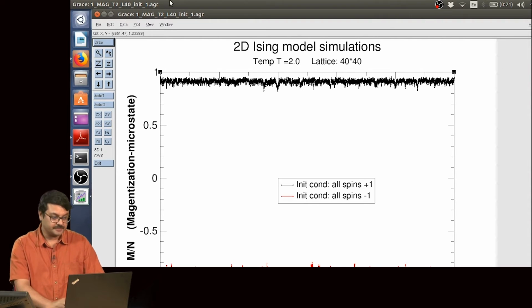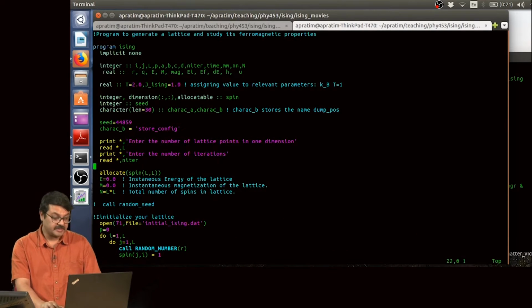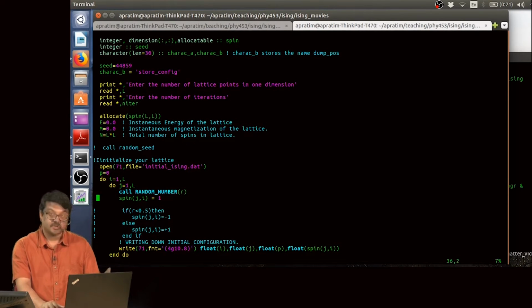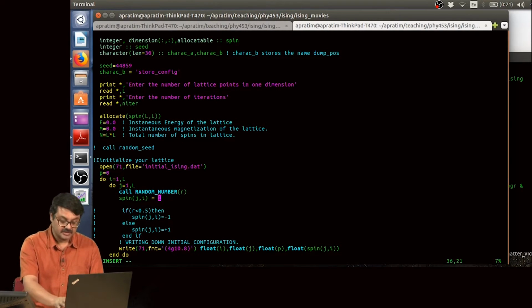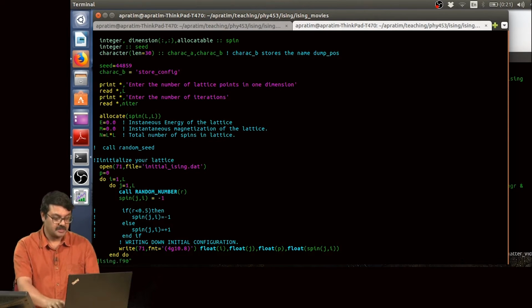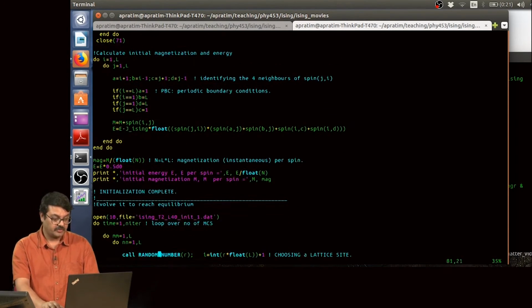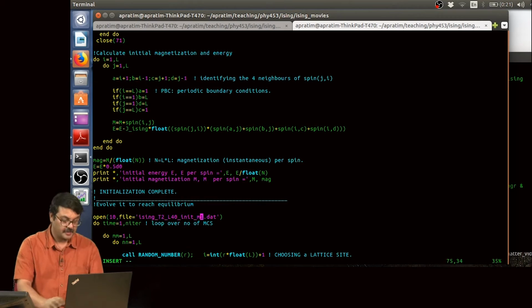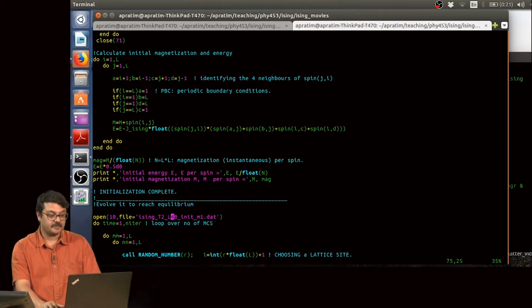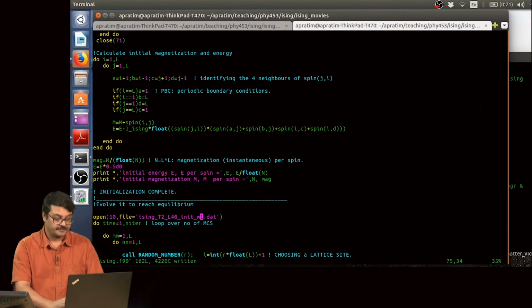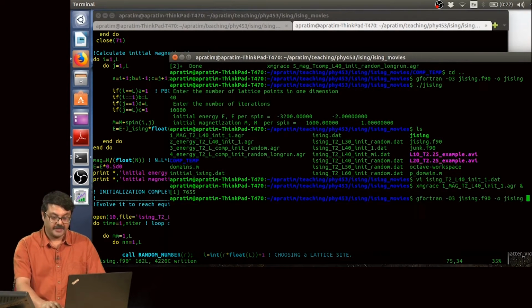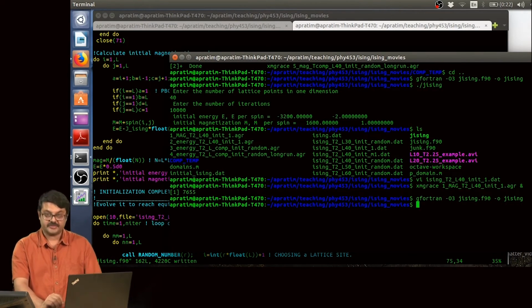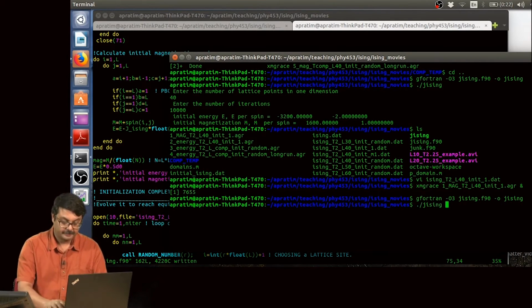Now, you can also start where all the spins are pointing down. This is just the initial configuration. So, I just put this to be -1, all the spins are pointing down now. Correspondingly, I should save it in a different data file. The temperature remains the same, the box size remains the same, but the initial condition I have set to M1 for -1. I again compile the code because I have changed the code, then I run it.